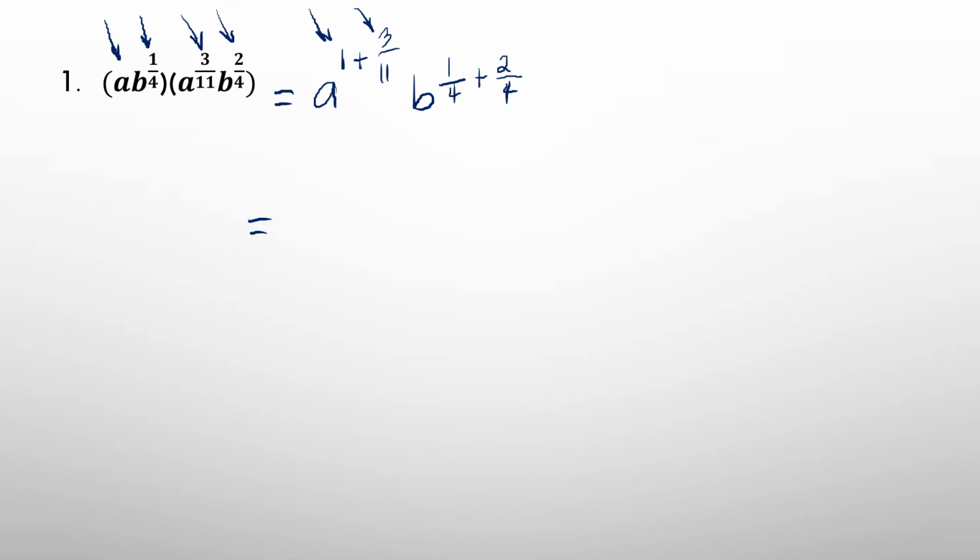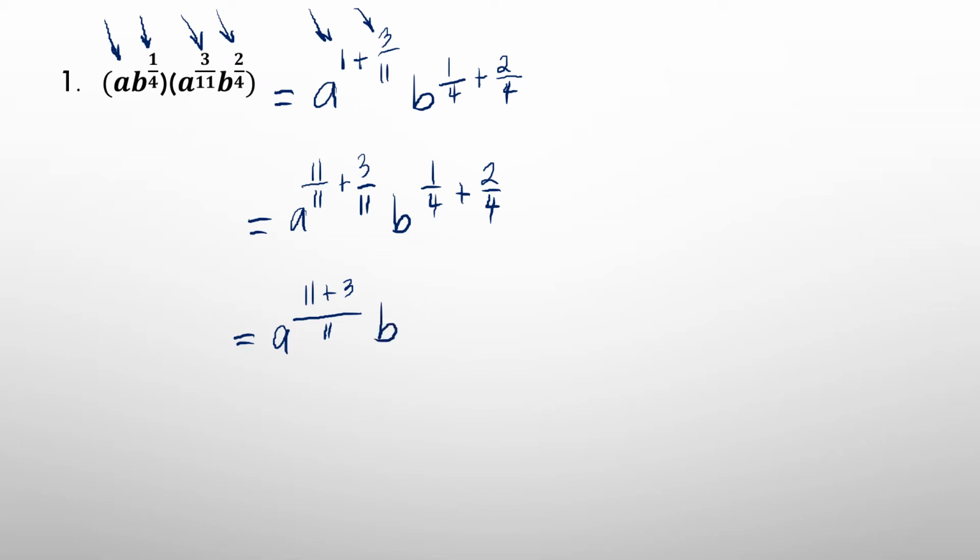Okay, ang gagawin natin kay 1 is gagawin natin siyang fraction, which will be 11 over 11 plus 3 over 11. And then we have b raised to 1/4 plus 2/4. So after that, kukunin na naman natin yung LCD niya. So no need to find the LCD kasi similar naman yung mga denominators nila. So that would be a raised to 11 plus 3 over 11. Dahil pare-pareho naman yung denominators nila.